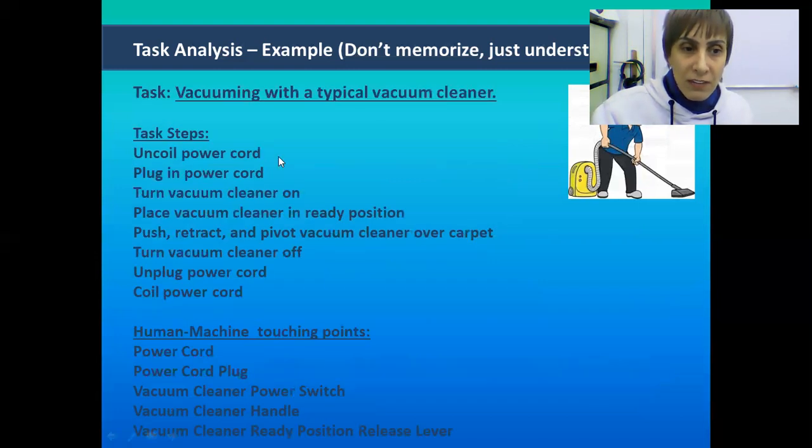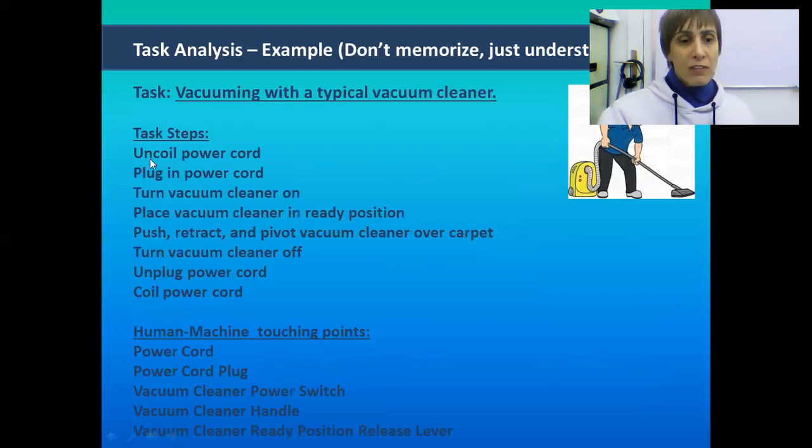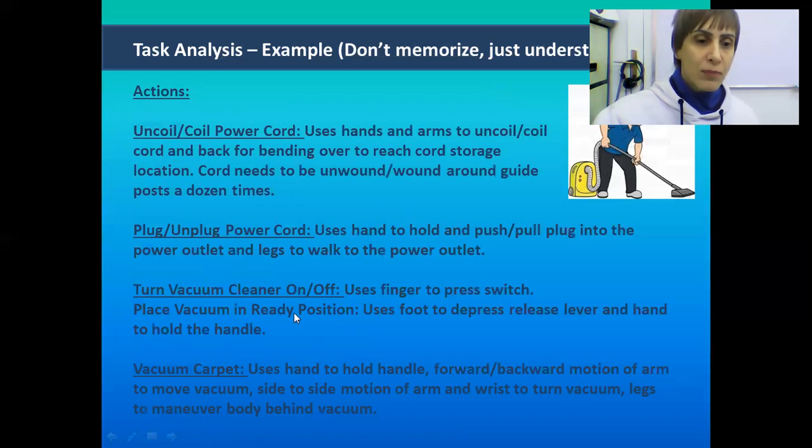So you put the task step plus the human-machine touching point together, and you tell me what they are doing together, to explain the action. Because if I read this alone, I understand the steps. If I read this alone, I understand there are touching points in certain places, but how does this come together with this, for example, as an action? You need to explain that, okay?